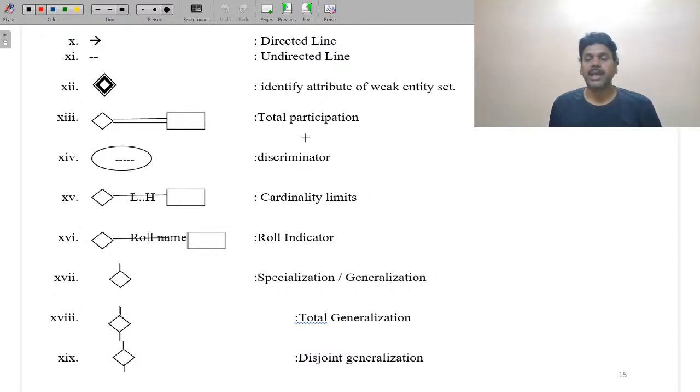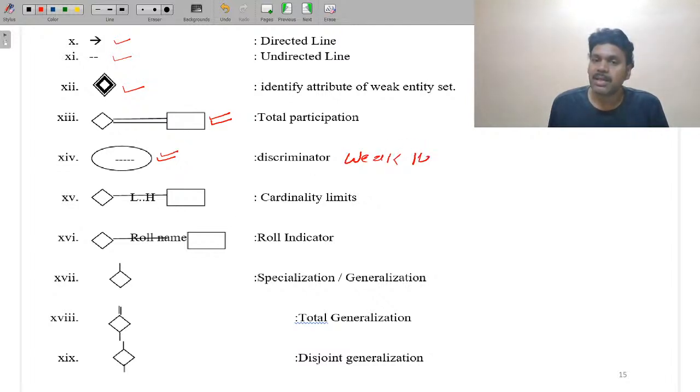Now come to the next terminology. So we use, in the ER diagram, this is a directed line, this is an undirected line, this identifies a weak entity, and this identifies total participation. This is used to identify a weak attribute. This is called a weak key. The weak key is identified with a discriminator. And we have cardinality limits and a role indicator.